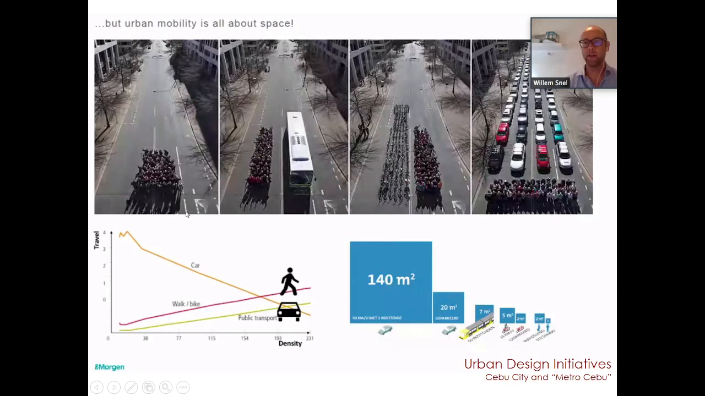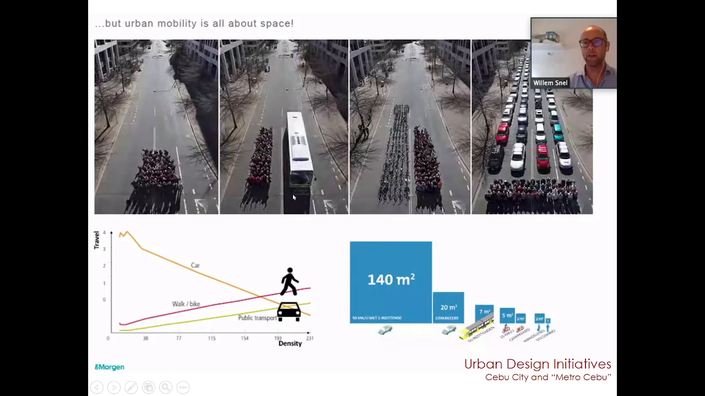And then this slide here was from the same webinar talking about how urban mobility, basically how you move in a city, is all about space. The leftmost image shows people standing on a section of road. And then the next image is a bus and how many people you can fit inside the bus. And then the third image is a row of bicycles and how many people can fit on those bicycles. And finally, these are the same number of people. If they rode cars, they would take up almost all of the road.